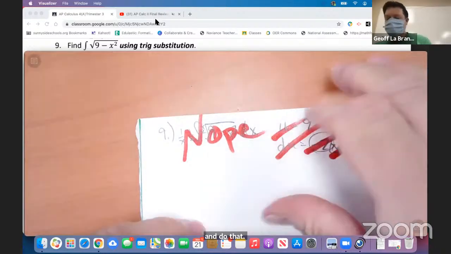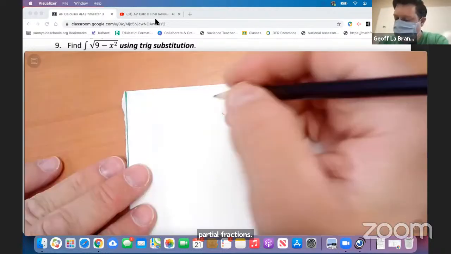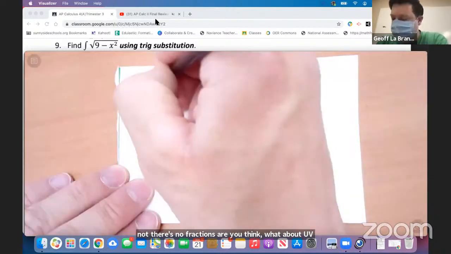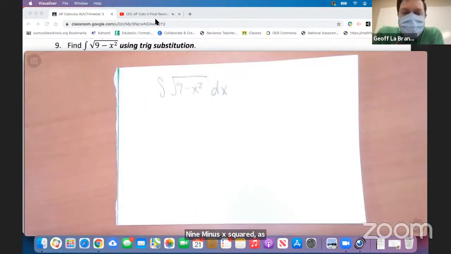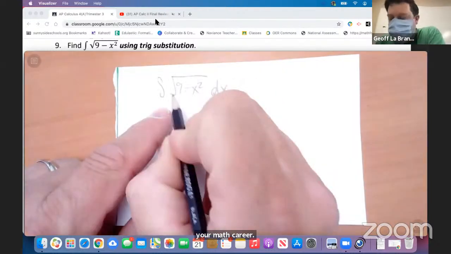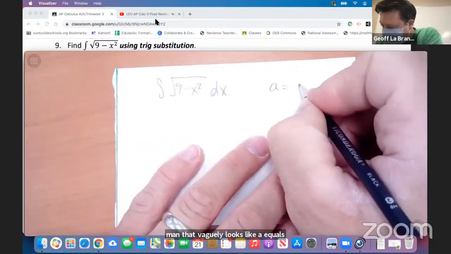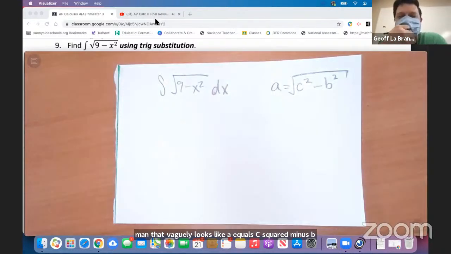So you go through your checklist and you think maybe partial fractions. There are no fractions here. And you think, what about u v, the whole integration by parts? Doesn't exist here. 9 minus x squared as a square root. Okay, this is the last integration technique that you need to know out of many, many others should you go further on in your math career. If you spot the structure of this problem, you think, that vaguely looks like a equals the square root of c squared minus b squared. I wonder what I can do with that.